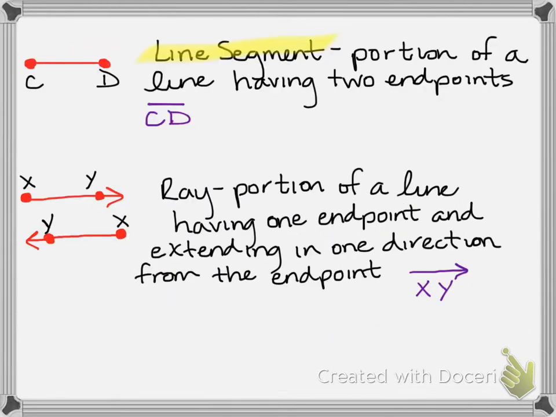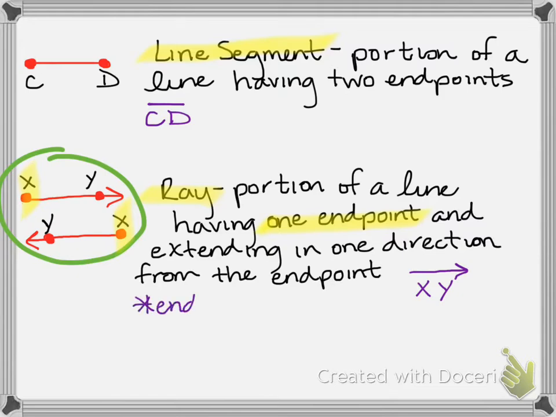All right, the next one is a ray. A ray is a portion of a line that has one endpoint, and then it extends from the endpoint in one direction forever and ever and ever. Over to the left, I have two examples, and both of these are labeled the same way. The endpoint is X in both of them. X is the endpoint in the top, and X is the endpoint in the bottom. When you are labeling a ray, you always write the endpoint first.